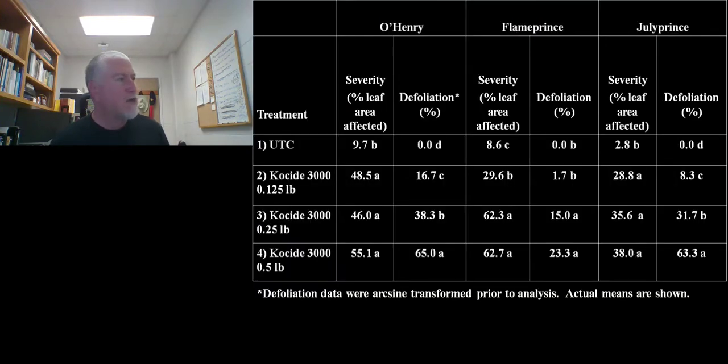So out of this, you can look at these 3 different varieties, but what I wanted to point out is the amount of defoliation. If you look at the COSIDE at the 1/2 pound rate, and you look at the O. Henry and the July Prince and the amount of defoliation that we got off that trial, I don't think a peach tree needs that. I think that's just too much. That's just too hot.